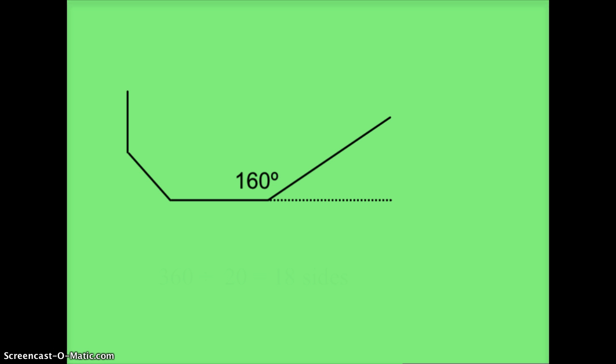Here's a tricky problem. If I tell you that the interior measure is 160 degrees, can you tell me how many sides there are in this regular polygon? Think back to what we just did with the exterior measures all having to be 360 degrees, and see if you can figure out how many sides this particular shape would have. If you said that the measure of the outside angle is 20 degrees, and we know that 360 degrees divided by 20 is 18, then we would know that there are 18 sides in this particular polygon.